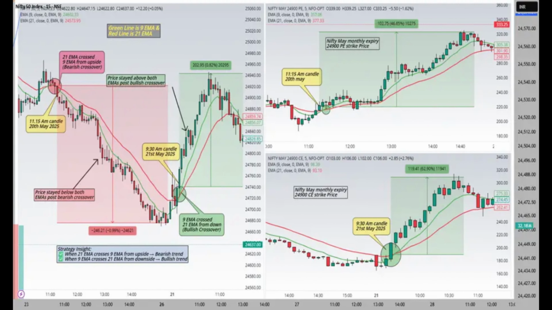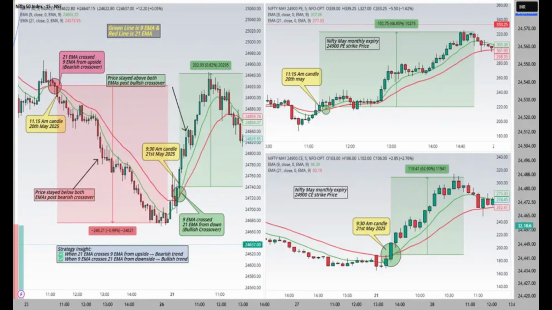EMA crossover strategy. Here's the core strategy you need to understand. We're going to use two EMAs together, the 9 EMA and the 20 EMA, plotted on a 5-minute or 15-minute chart. The idea is simple.